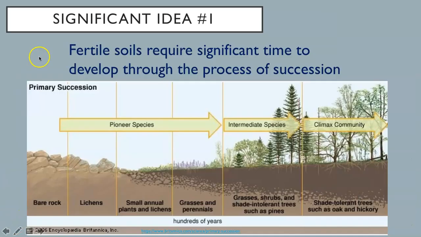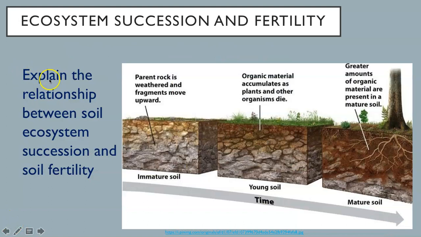Significant idea number one for this subtopic is: fertile soils require significant time to develop through the process of succession. Remember, it takes hundreds of years. You need to be able to explain the relationship between soil ecosystem succession and soil fertility.